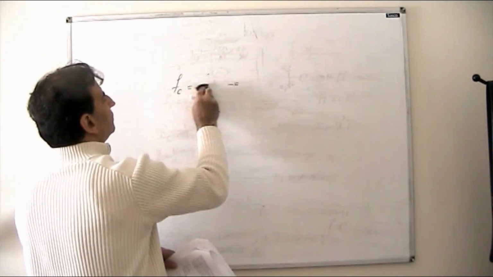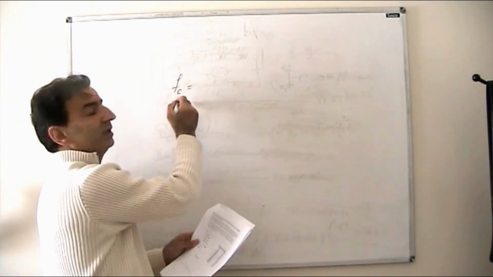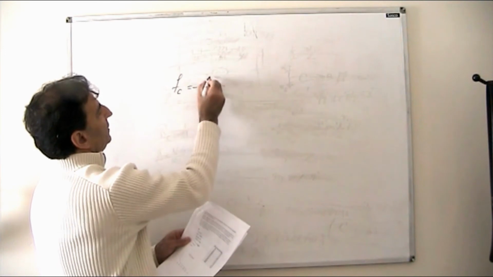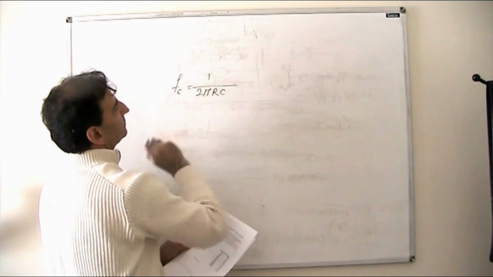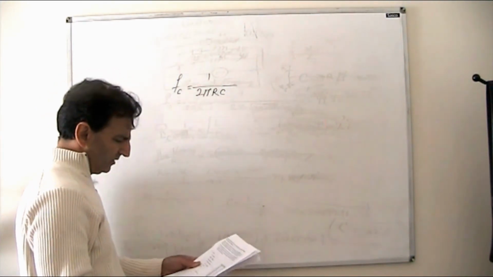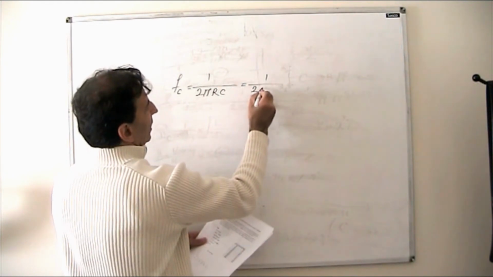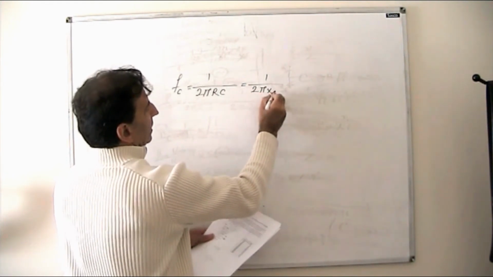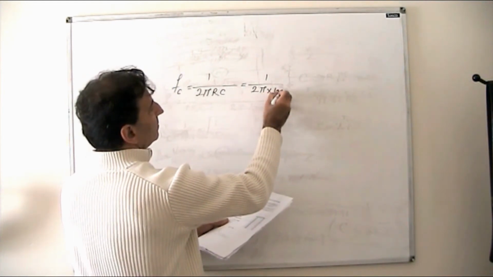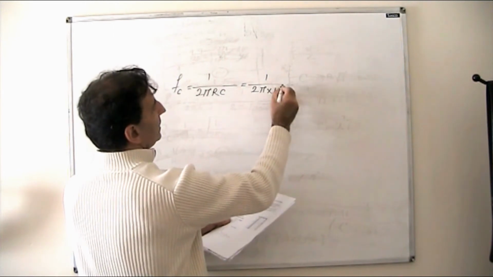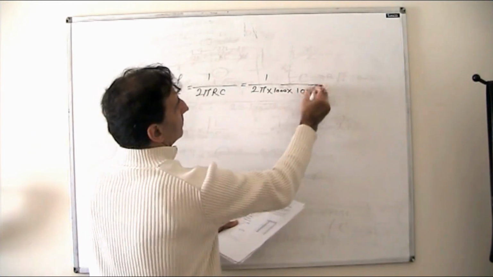Cutoff frequency is FC, and the formula for it is 1 over 2 pi RC. So basically all you do is just put the values there. 1 over 2 times pi times R, in this case 1 kilo ohm, so it's 1000, times C, 10 nanofarad, 10 times 10 to the power of minus 9.